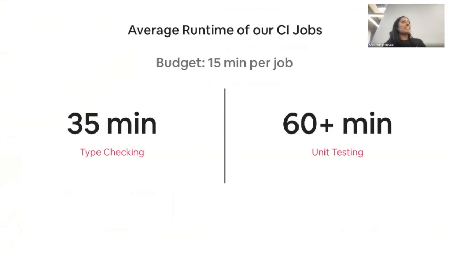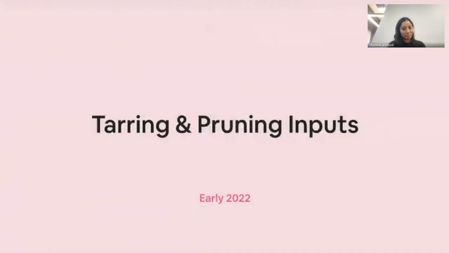So ideally, every job inside of our repo is allowed a maximum of 15 minutes. And when we first tried out Bazel, we were essentially breaking that budget by quite a bit. Our type checking job took about 35 minutes, and unit testing, honestly, it's 60 plus because we were never able to run all of the targets in our repo. The resource consumption was just so high. And when we did, it was just easily maxing out beyond 60 minutes.